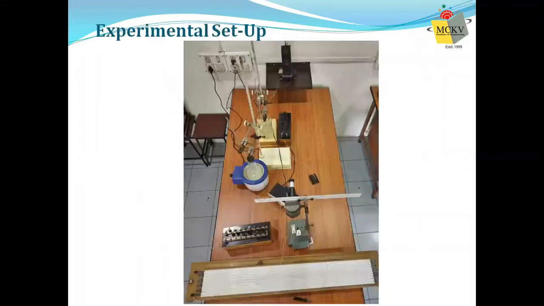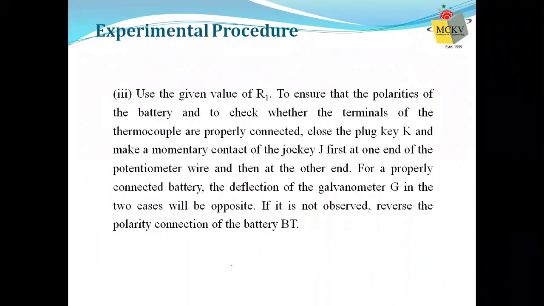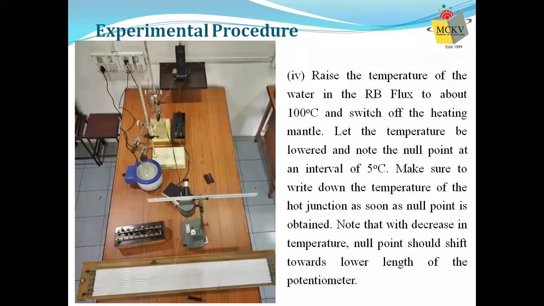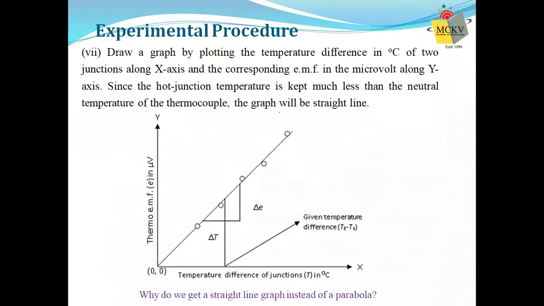So this is the calibration graph that I was talking about. The experimental procedure has already been told to you. This is the table that will be supplied to you. The cold junction temperature will be supplied, that is already given to you. This is the kind of graph that you would expect. I told you for low temperatures it would be a straight line.